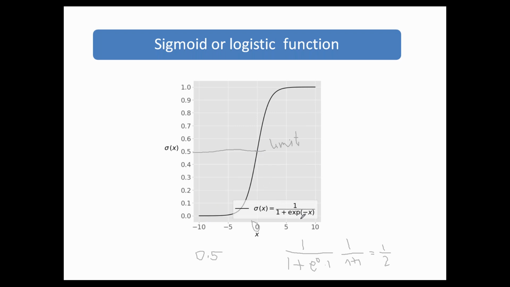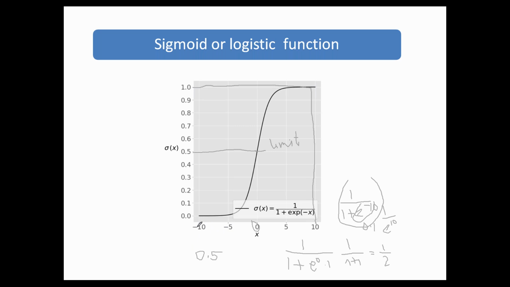Okay. So as x increases from 0, suppose x is equal to 10, then it will be 1 plus e power minus 10. So this value will be 1 by e power 10, which will be a slightly large value, something like 0.1 or so. So then this value will be near to 1. So when x is equal to 10, this value will be near to 1.